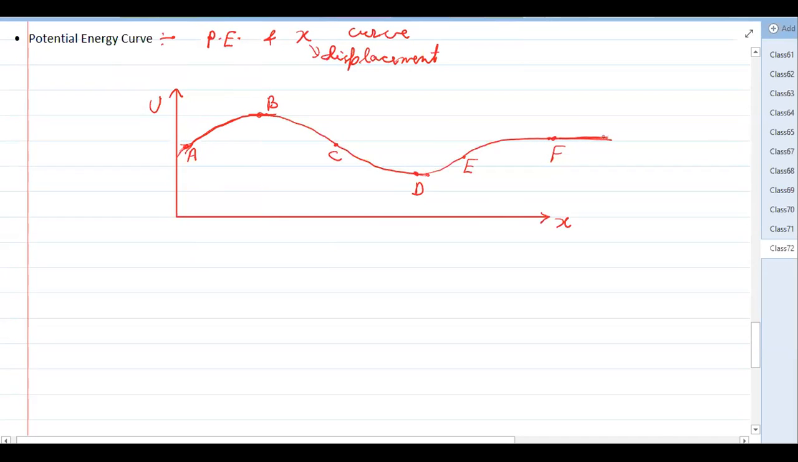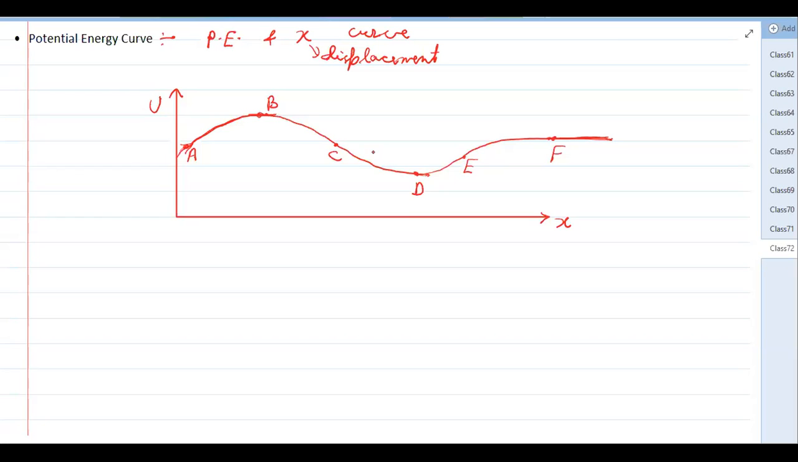It is equivalent to a flat surface. So point B is equivalent to the top of the mountain, the crest. Point D is equivalent to the lowest point near the mountain, that is the trough. And point F is a point on a plane region. On a flat surface, a plane region, as you would have studied in geography, we have no slope. And at points A, C, and E, the slope is not zero, but the potential energy is changing, increasing or decreasing.